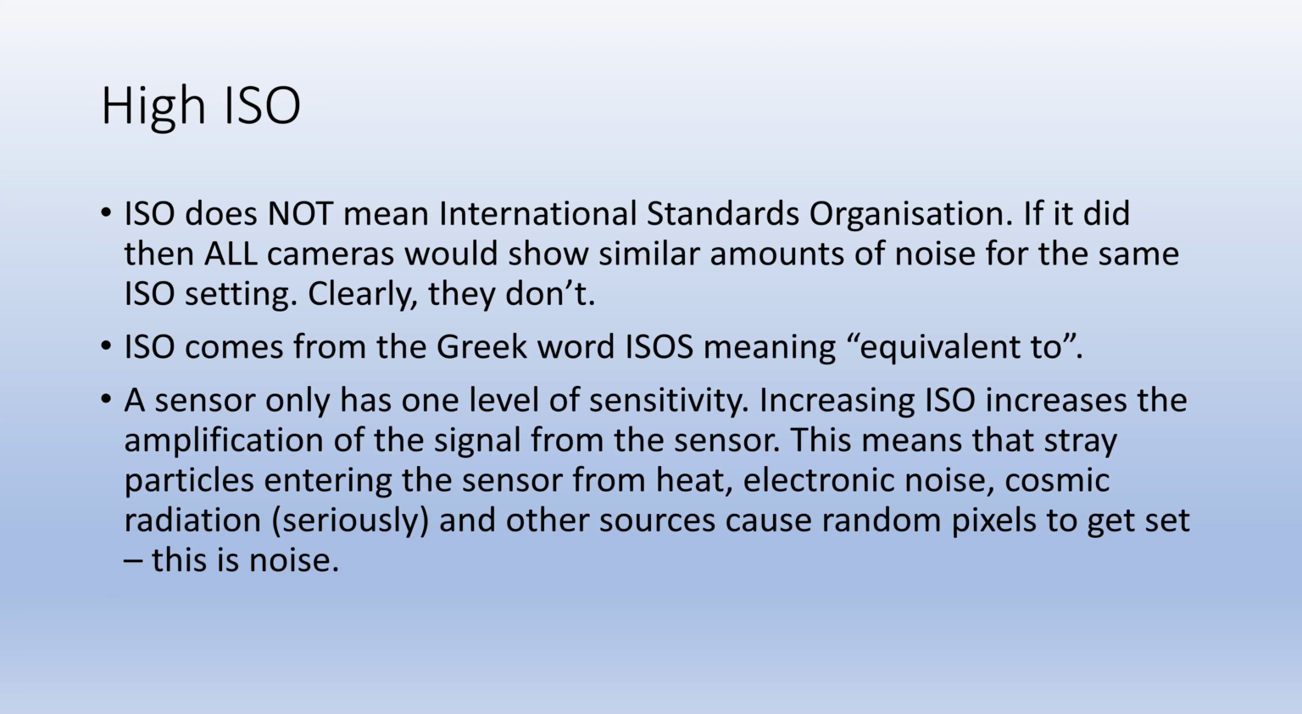So what happens is a sensor only has one level of sensitivity. This is just physics. This is the way the electronics works. So when you increase the ISO, you actually increase the amplification of the signal that is generated by the light hitting the sensor, which means any stray particles entering that sensor from heat, noise, and what have you, also get counted as being a source of light.